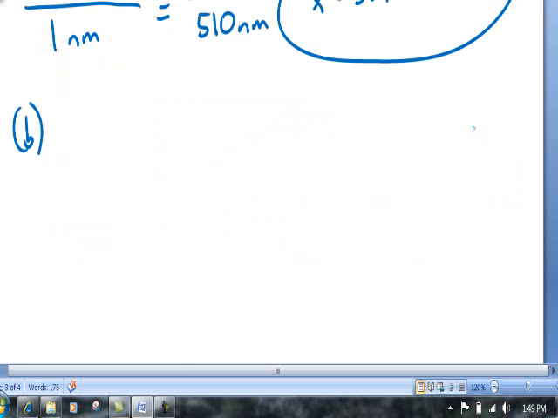Part B asks us to now switch the wavelength, which we've put into meters, into frequency. And again, the speed of any type of wave is always equal to its frequency times the wavelength. We now know our wavelength, we know the speed of light, so we can rearrange this: speed of light divided by wavelength will give us our frequency for the light.